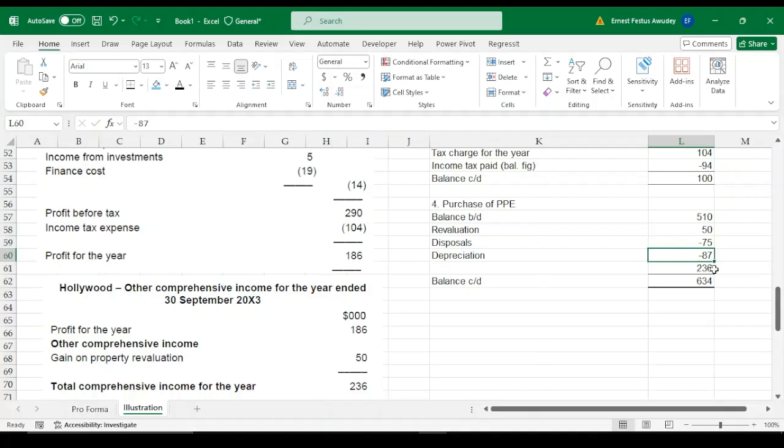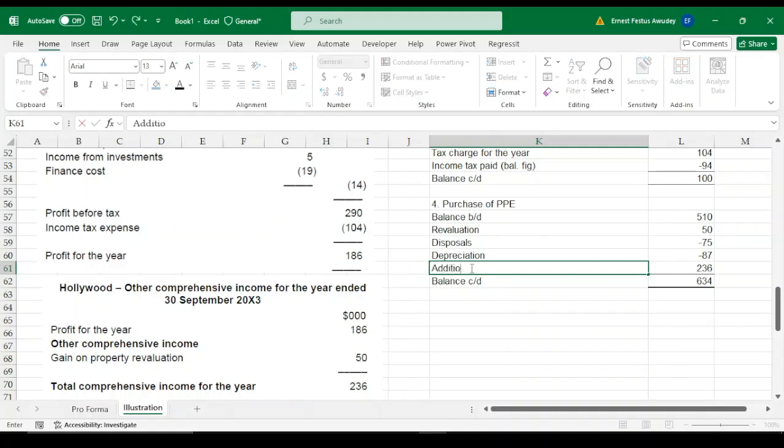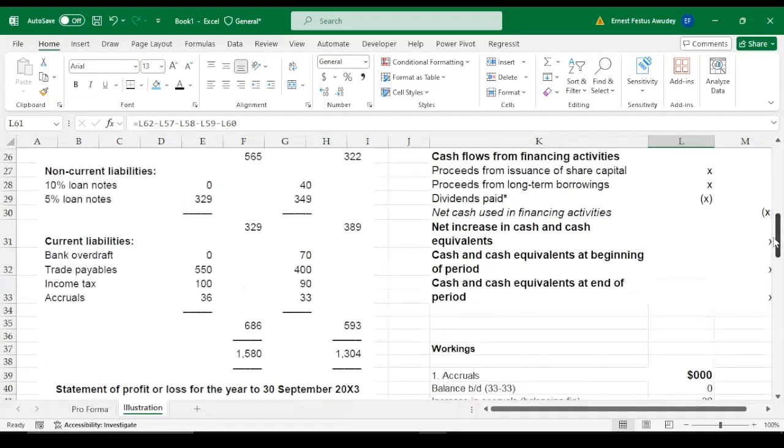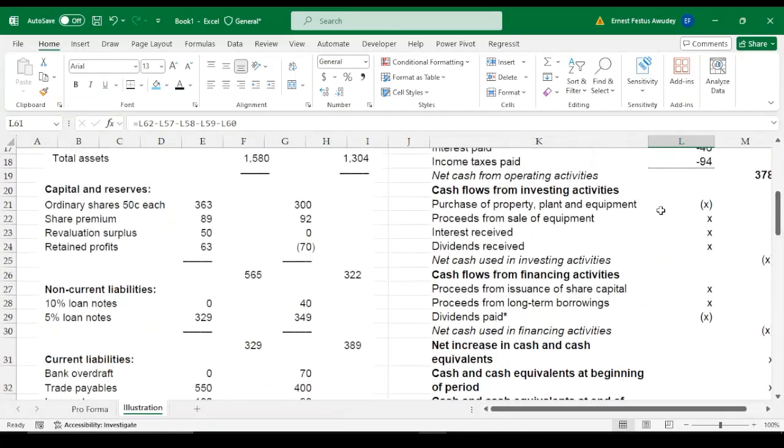All right. So our additions, or capex, that is actually our balancing figure, is 236,000. Okay, so that's the amount of property, plant, and equipment we bought during the period. So quickly, I'll come here and put my purchase of property, plant, and equipment there, 236. All right, so just like that, we have it there.